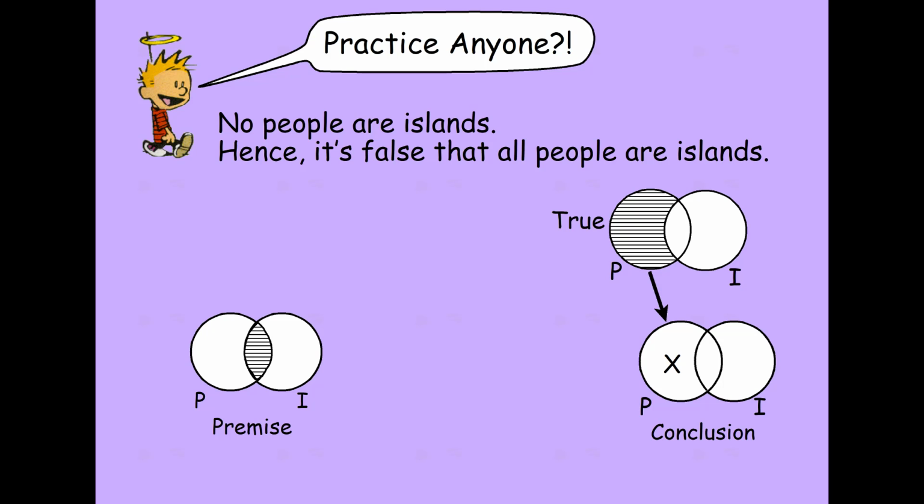I look over at my premise diagram and I say, okay, here's what has to be true if my premise is true. There can't be anything that's a person and an island. That intersection area three has to be empty, but that's all that has to be true for my premise to be true. And so I'm not guaranteed that there is in fact something in that area one, that area that is a person and only a person. And so this argument is invalid in Boolean. It's possible for the premise to be true without guaranteeing that the conclusion is true.